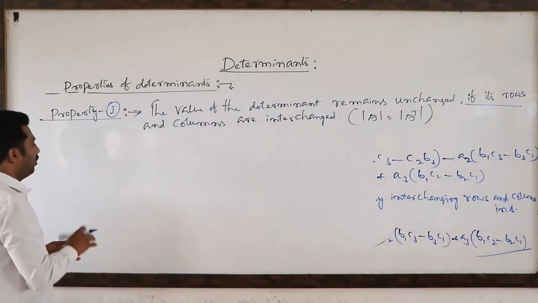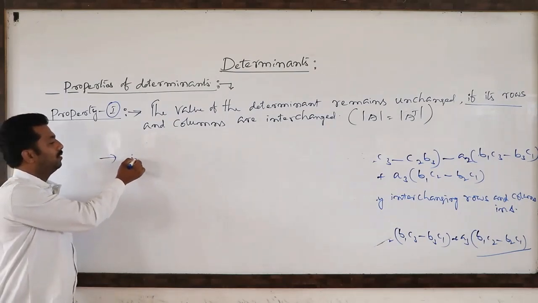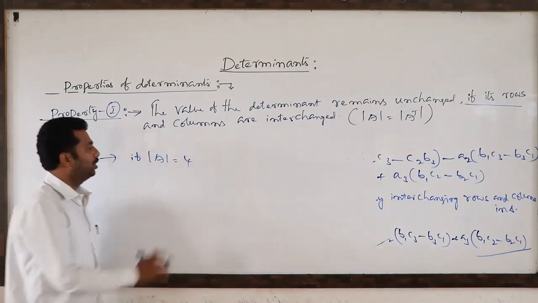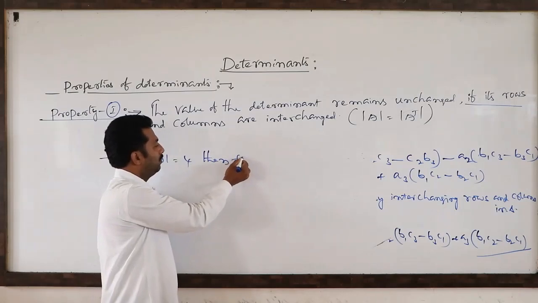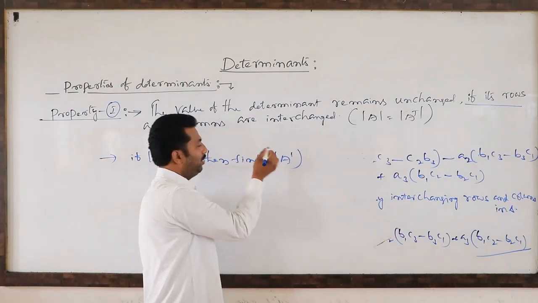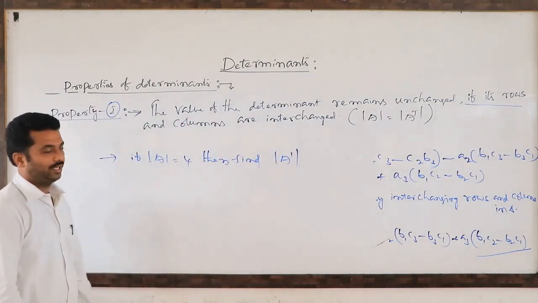If A is a square matrix whose determinant is 4, then find the value of the determinant of A dash. The value of the determinant of A dash.